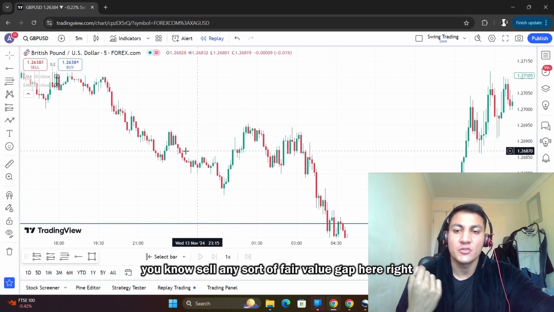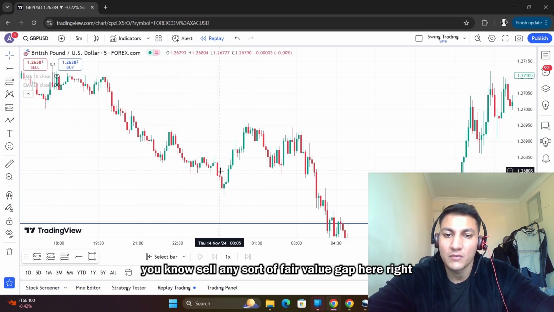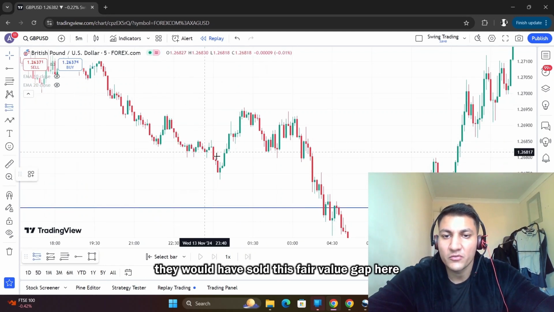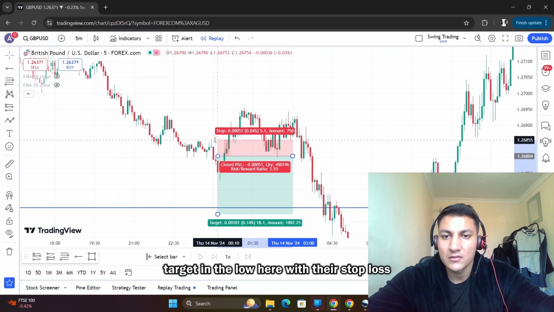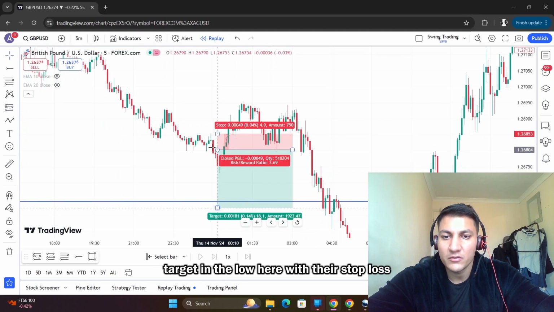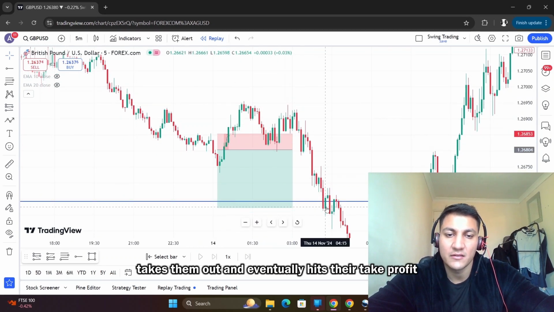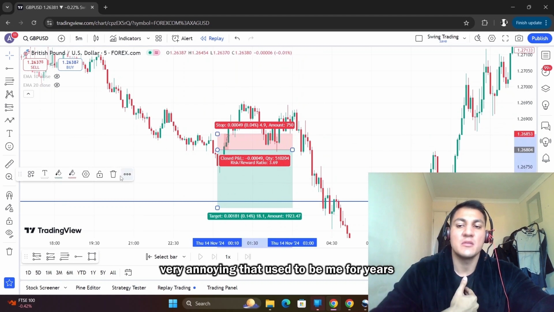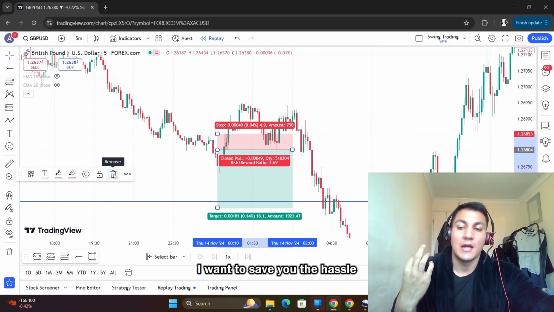We're not just going to sell any sort of fair value gap here, right? Because a lot of traders here would have sold this fair value gap here, targeting the low, with their stop loss, and then price comes, takes them out, and eventually hits their take profit. Very annoying. That used to be me for years, which is why it took me so long. I want to save you the hassle.